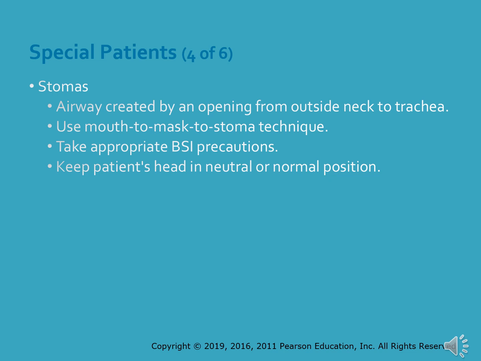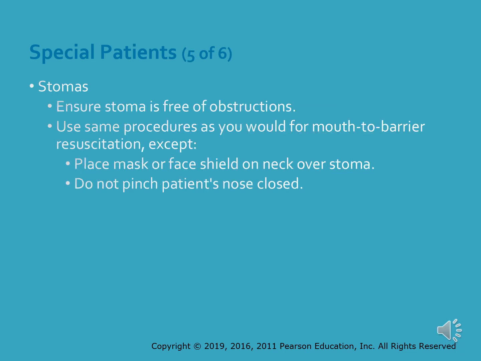So when ventilating a stoma, you want to take appropriate BSI precautions and perform the following steps. You want to keep that patient's head in a neutral or normal position and do not tilt that head. You then want to ensure that that stoma is free and clear of any obstructions such as mucus or vomit. And do not remove the breathing tube if one is actually in place. You want to use the same procedure as you would for mouth-to-barrier resuscitation, except do not pinch the patient's nose closed. Place a mask or a face shield on the neck over that stoma.